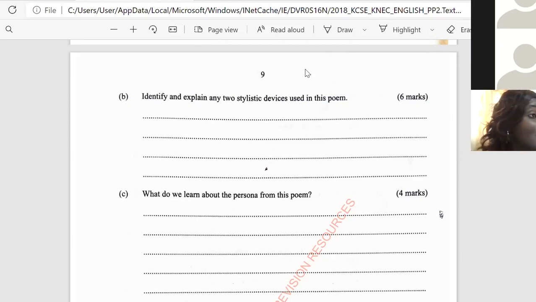Nowadays, previously in paper 2, we never used to accept sound patterns, but nowadays sound patterns are marked. So you can give rhyme if it is there, okay? If there's rhyme, give it. Like in this poem, there's a lot of rhyme. Let me just scroll so that you see.